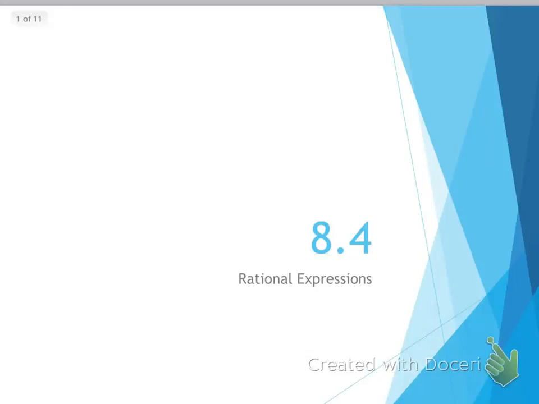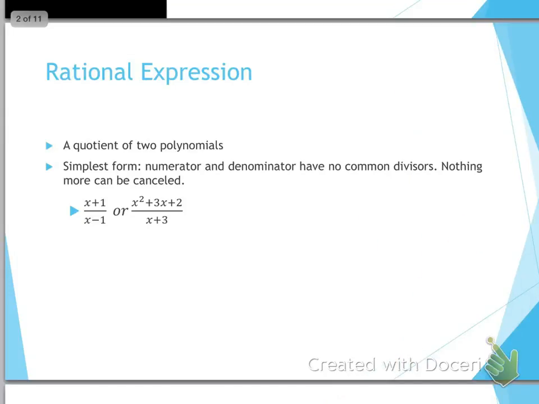Okay, so in this video we're going to be talking about rational expressions. We're going to be simplifying rational expressions, and then we're going to be multiplying and dividing them, also simplifying. Okay, so rational expressions are a quotient of two polynomials.